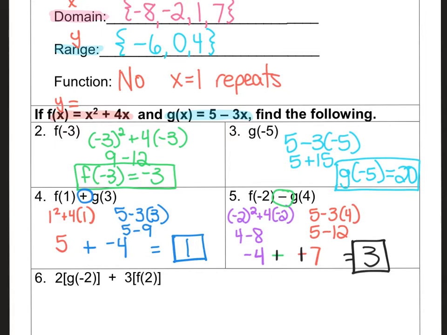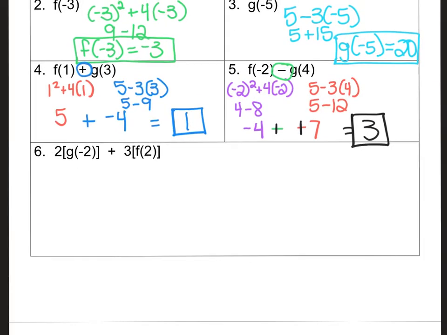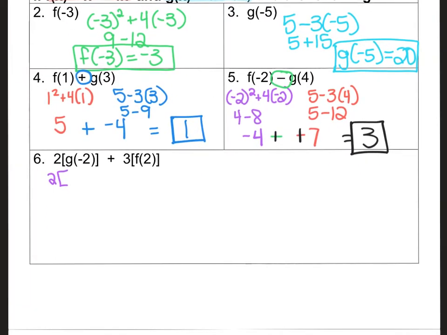All right, so the only thing different in number 6 is that we have brackets, and we treat those brackets as if they were parentheses. So we're going to do everything inside the brackets first, and then we would multiply by that outside number. So I'm going to go ahead and work g of negative 2. I do like to bring down the 2. I'll just leave that in parentheses. And now I'm going to use my g of x rule, which is 5 minus 3x. So I'm going to do 5 minus 3 times negative 2.